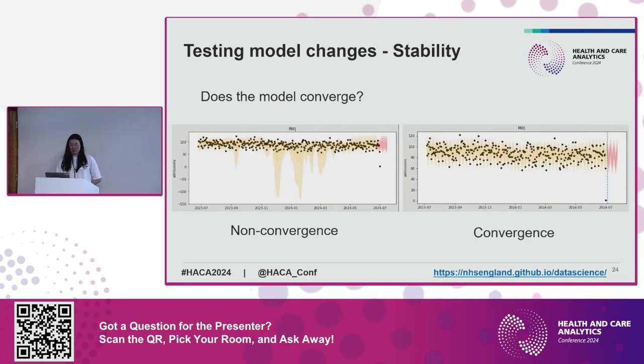These charts here show the difference between where the model has converged and when it hasn't. On the left-hand side, we can see that those confidence intervals for non-convergence can blow up, and that can mean that for the forecast in red there, we can't really be too confident that it is a good forecast. Whereas in convergence, we see there's a good model fit to the historical data, and we can be more confident that the forecast is more accurate.